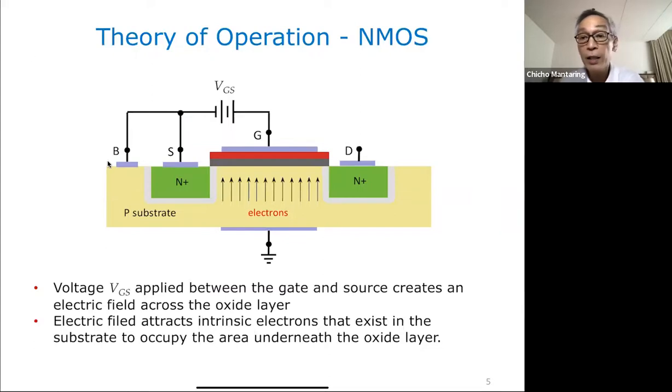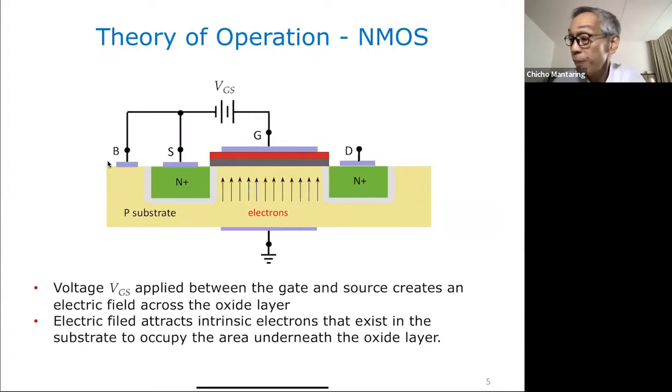Okay. So how does the MOS operate? Let's forget the drain to source. Let's apply a voltage between gate to source, where my gate is positive with respect to my source. So I apply this voltage VGS. So this is a capacitor.